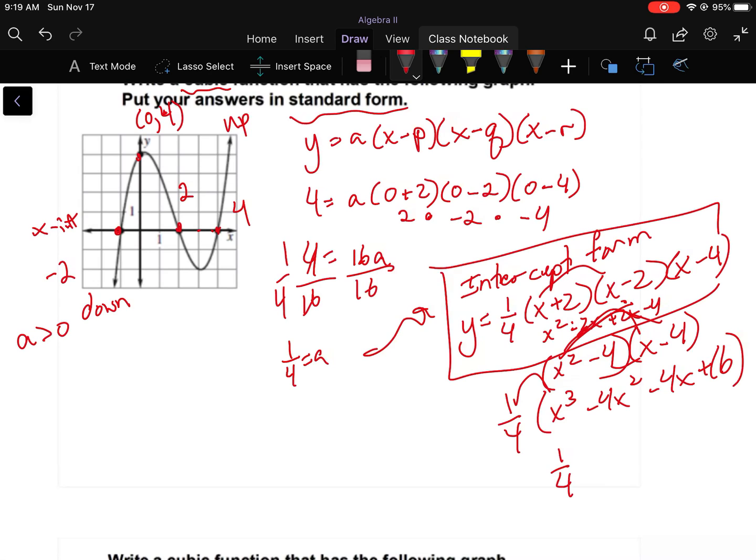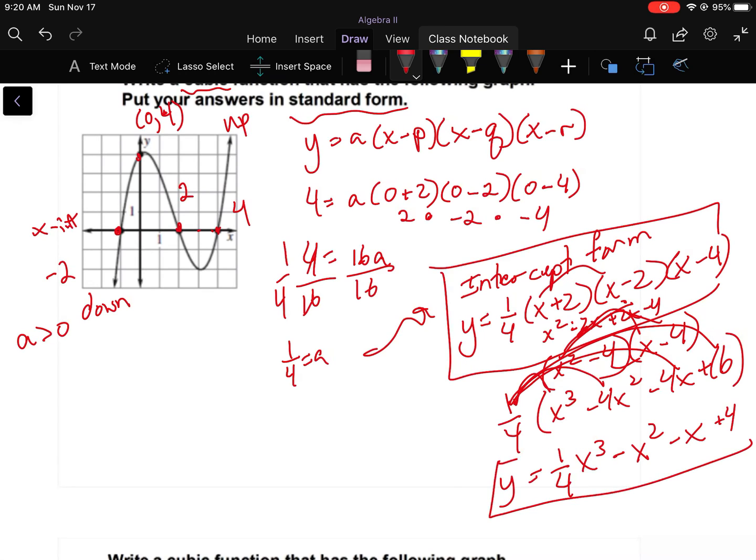So 1/4 x to the third. 1/4 times a negative 4 is negative 1 x to the second. 1/4 times negative 4 is negative 1 again, so negative x. And 16 divided by 4, or 1/4 of 16, is plus 4. And that would be here in standard form. Okay. Again, that one wasn't so bad. The last one with the 1/10, that might get a little bit tricky and a little bit ugly, but with the 1/4, it's not as bad.